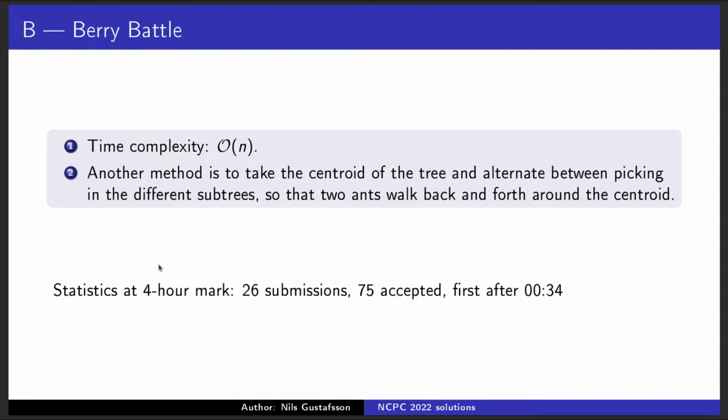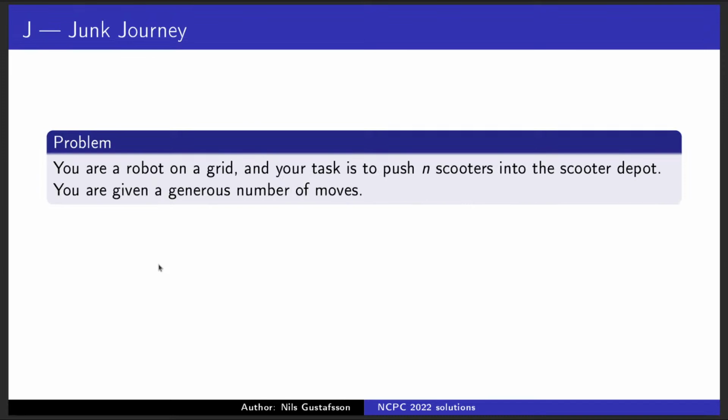So that was problem B. It was solved pretty early, already after 34 minutes, and I think this contributed to it being solved so much, because people saw that it wasn't so hard after all, and maybe found this easier way of doing it. So it got 26 accepted before the freeze. So that was B. Next problem is problem J.